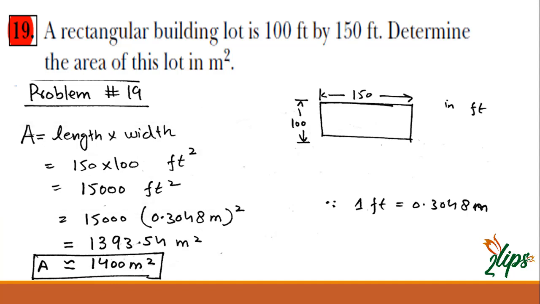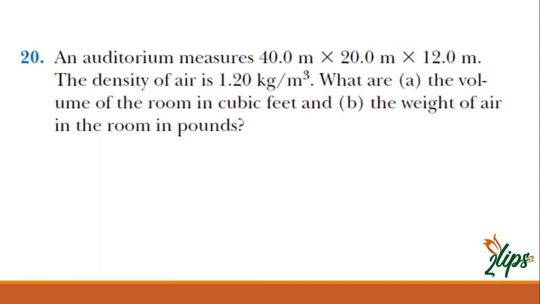This is in feet squared, but we have to convert it into meters squared. 1 foot is equal to 0.3048 meters. Putting it here and taking the square, I get this answer. I can approximate it as 400 meters squared. So this is a very simple problem.